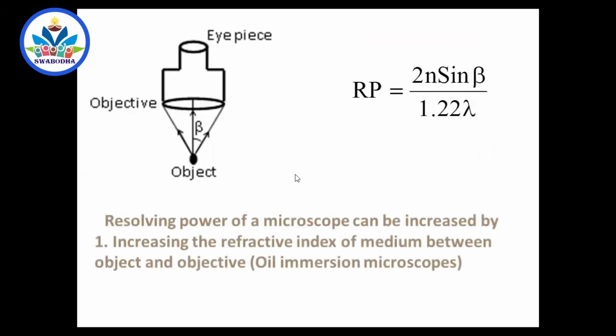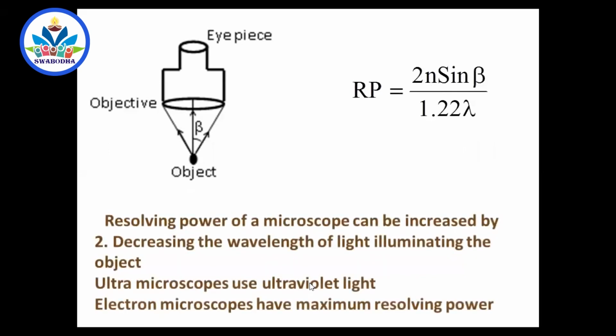Similarly, okay. This is all the notes. Resolving power of a microscope can be increased by increasing the refractive index of the medium between the object and the objective: oil immersion microscopes. Resolving power of a microscope can be increased by decreasing the wavelength of light illuminating the object: ultra microscopes. But in ultra microscopes, you should have quartz lenses.